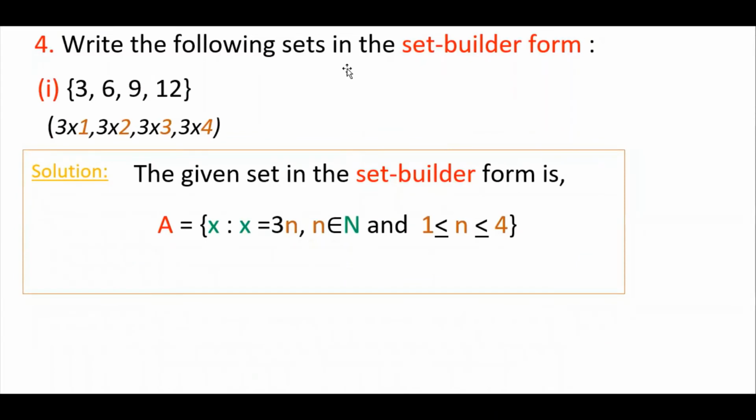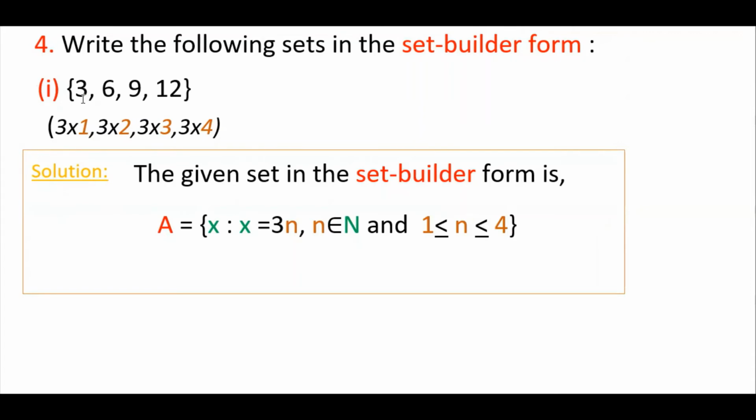Write the following sets in the set builder form. Here the sets are given in the roster form. You have to write the set builder form. So first check how the elements are here. So here the elements are 3, 6, 9, 12. Any relation between these elements, you just check that.